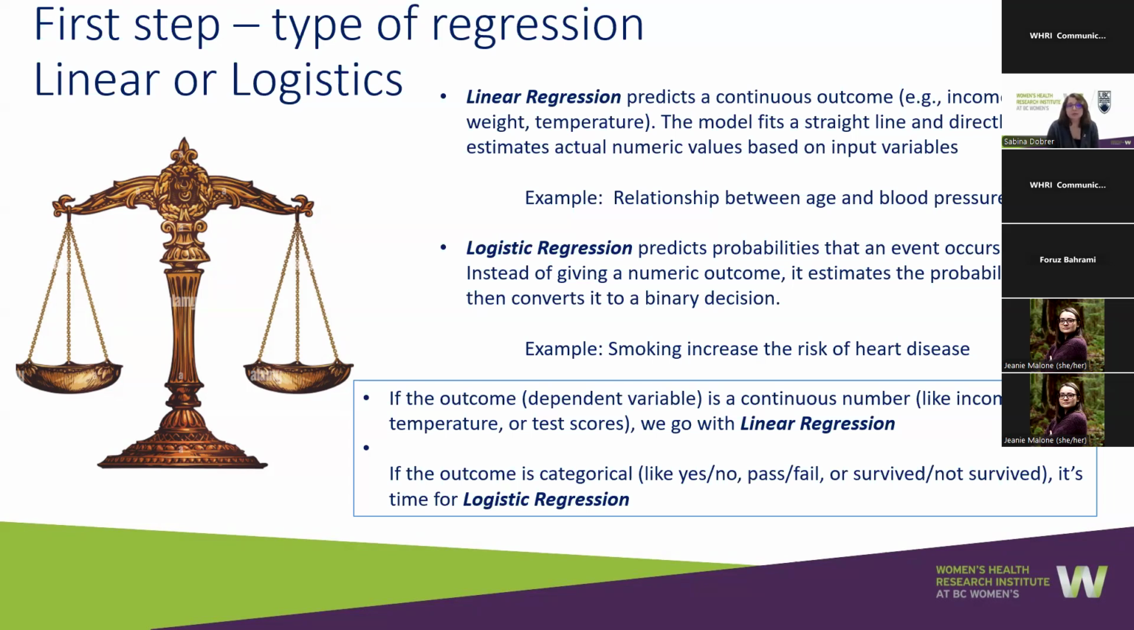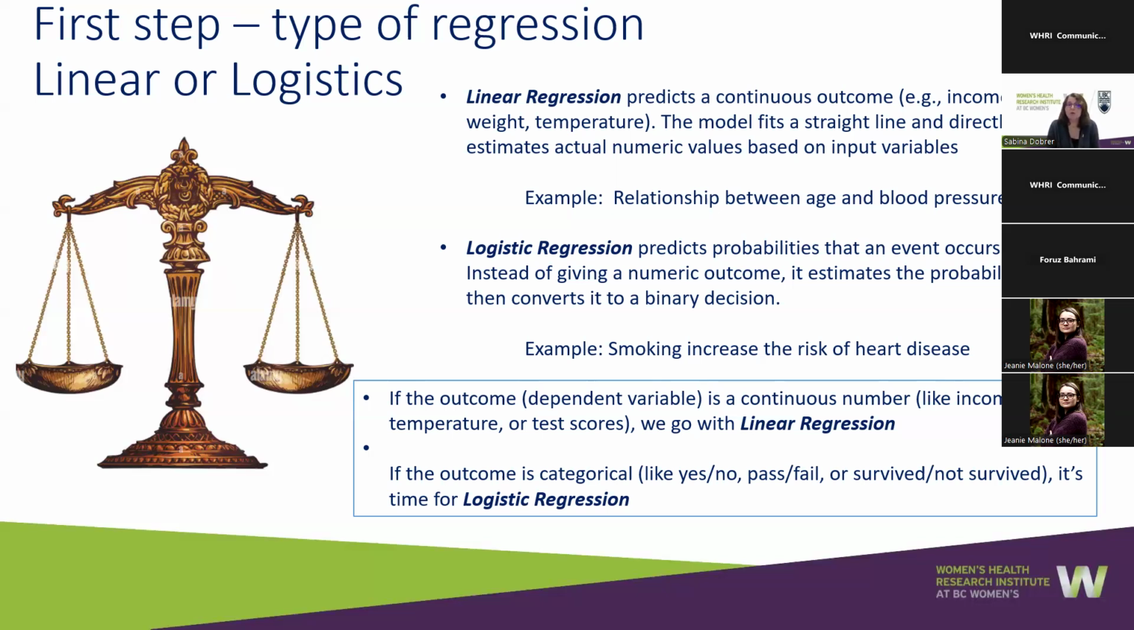And logistic regression will predict probabilities of an event to occur. So for example, instead of giving a numeric outcome, we're going to estimate probability of binary events. Smoking increases the risk of heart disease. So heart disease, basically here we say if a person had heart disease or not, and if smoking increases the risk. So basically, the odds ratio of smoking will be higher, more than 1, to predict heart disease.